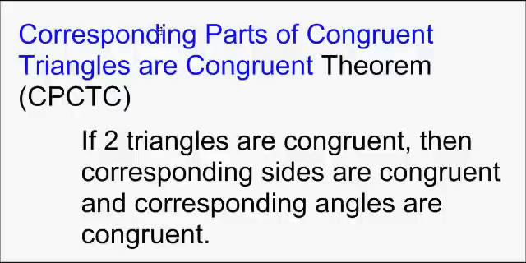The corresponding parts of congruent triangles are congruent theorem. Basically, this theorem is what it says. It says that if 2 triangles are congruent, then corresponding sides are congruent and corresponding angles are congruent. So the angles and sides are the parts, and since the triangles are congruent, their parts are congruent. Makes sense. You will see this abbreviated CPCTC because this is very long to write and very long to say, but it is a very common theorem. It comes up a lot. So when I say CPCTC, know that that is what we're talking about.